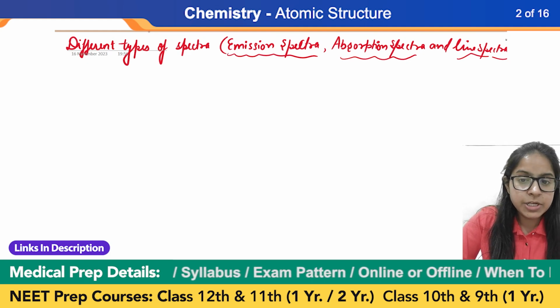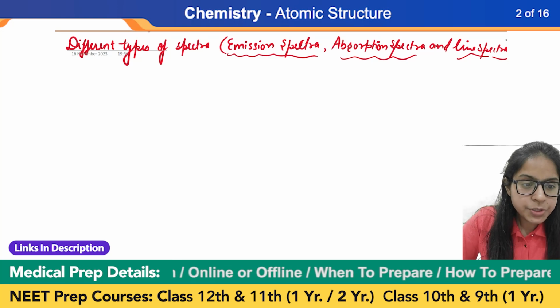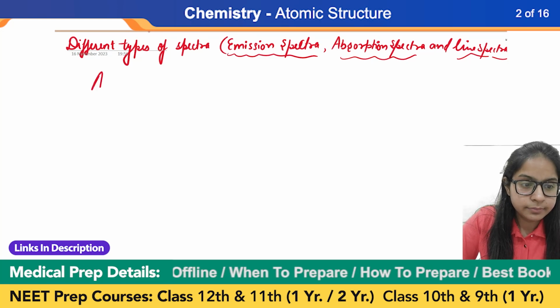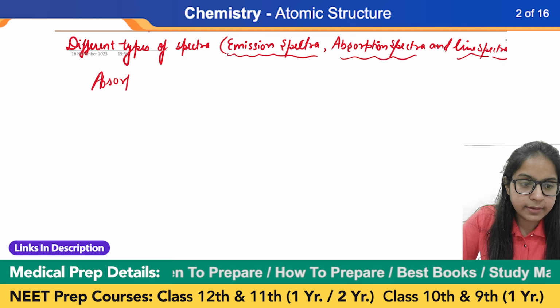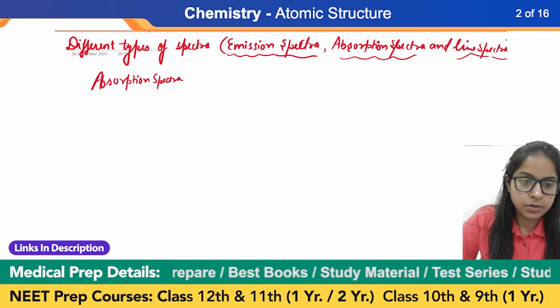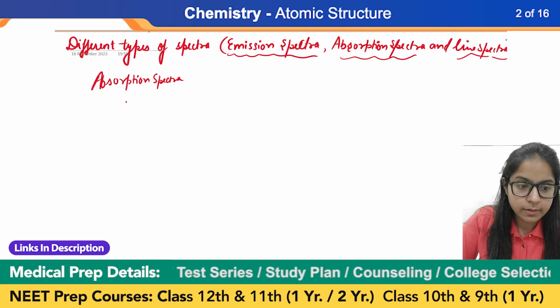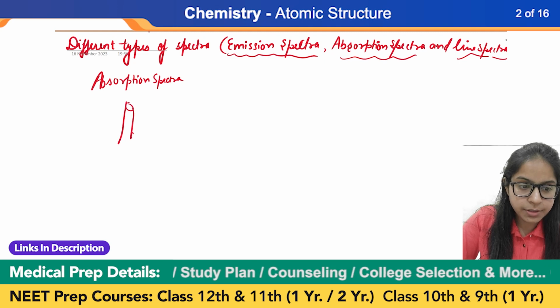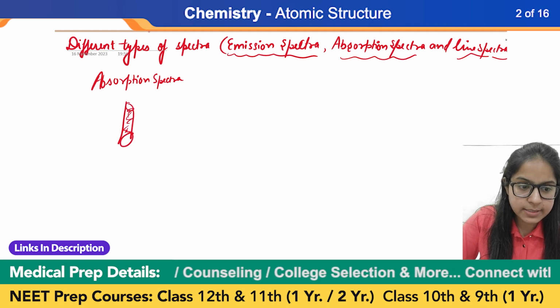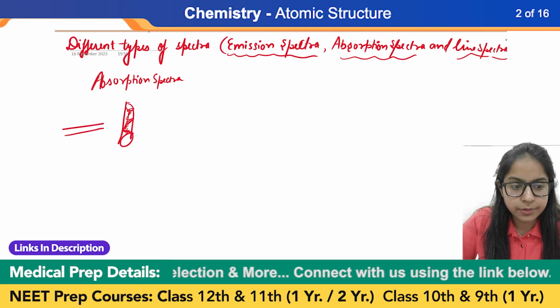Now, what is an emission spectrum and what is an absorption spectrum? Absorption spectra: suppose we have a material like hydrogen gas, and we put white light through it.